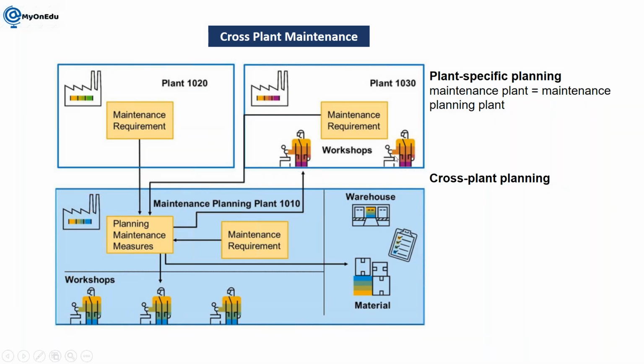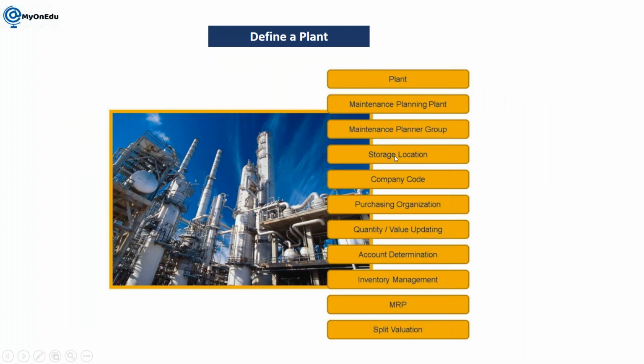Next, when you are going to define a plant in SAP, these are the steps you need to follow. First of all, you need to define the plant. Then you need to tell the system that this is your maintenance planning plant. You need to create a maintenance planning group, storage location, and company code. You need to assign the plant to the company code, purchasing organization, quantity, account determination, inventory management, MRP, and split valuation. These are some of the areas you need to consider to configure your plant from the PM perspective, the maintenance or asset management perspective I'm talking about.